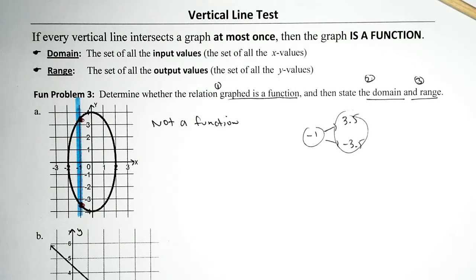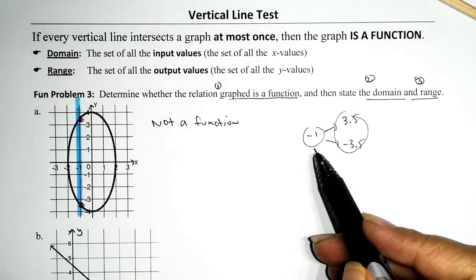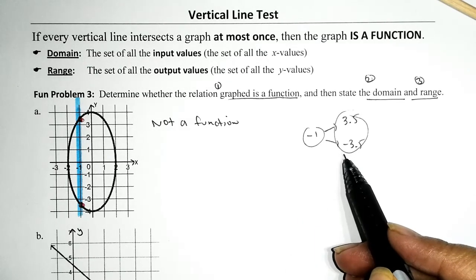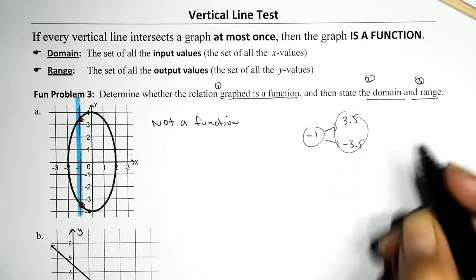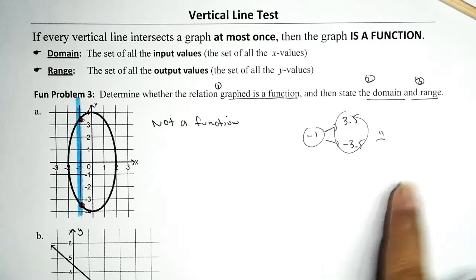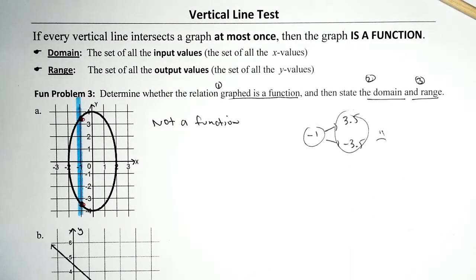A function is a special relation where for each input value there corresponds only one output value, and in this case it's not happening. Okay, I think I'm saying too many words, but that's what happens when I get nervous.